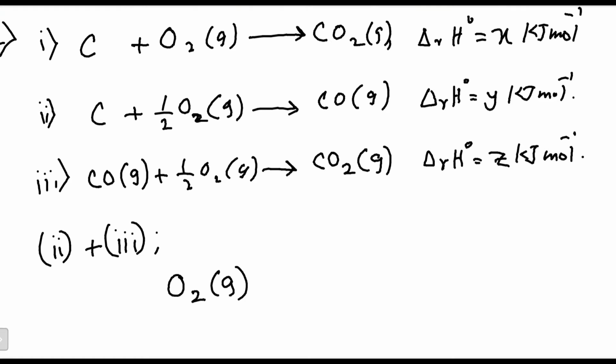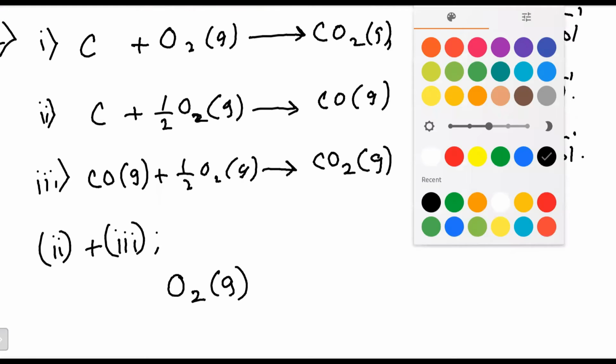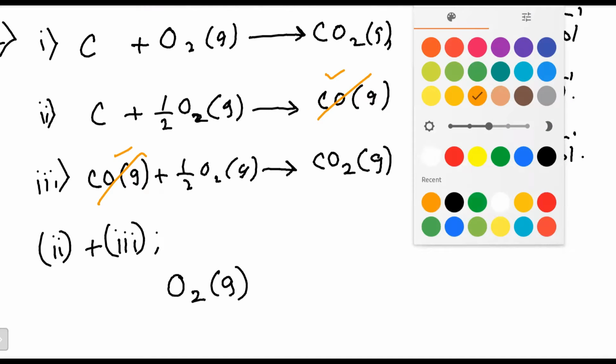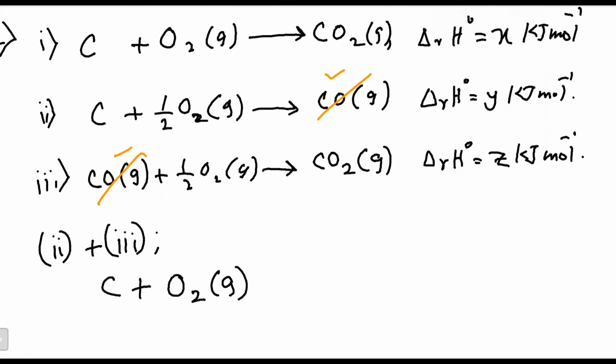Now you can see here that this CO and this CO are on opposite sides, so this will be cancelled. Carbon is left in the LHS, and if you put the arrow, you will get CO2. So this is exactly the first equation that has been provided. If we arrange equations 2 and 3 by addition, we are getting equation 1.